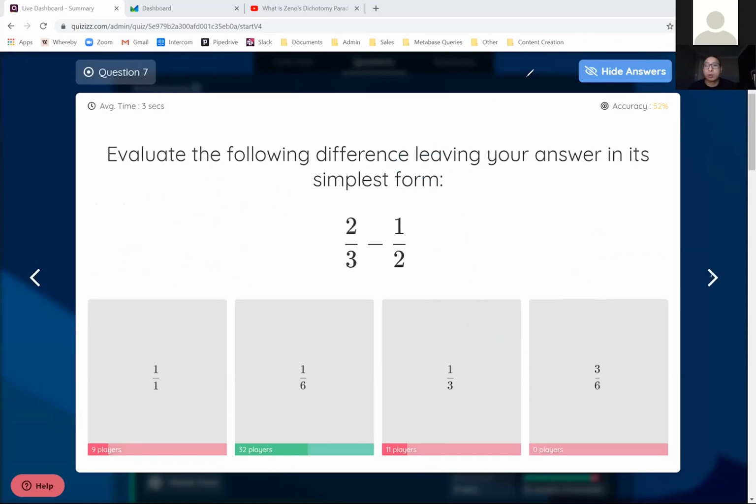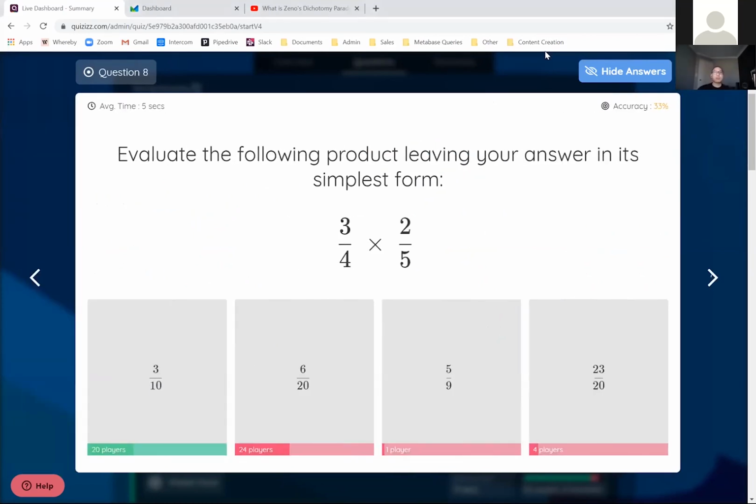All right, we're gonna start moving a bit faster because I'm taking a bit long with these explanations. Evaluate the following product, leaving your answer in its simplest form. Again, same thing. Making it simplest just means I have to make sure that my final answer can't be reduced anymore. Now, how do I do this?